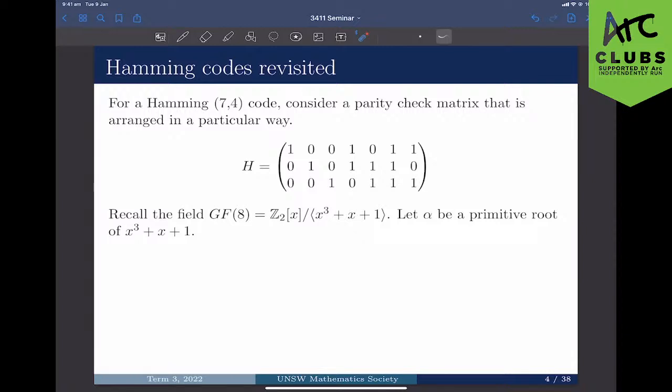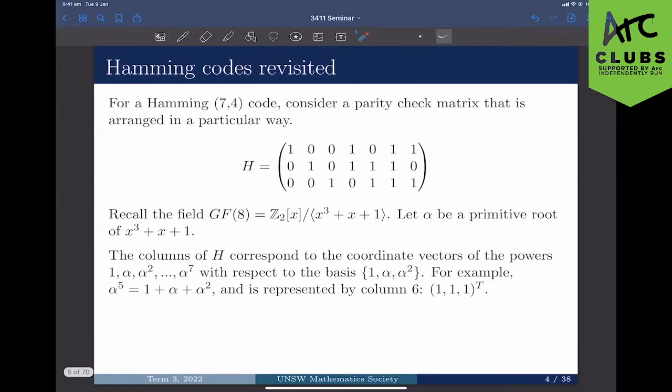So for a Hamming 7-4 code, consider a parity check matrix that looks like this. And recall that the Galois field, order 8, can look like this. And let alpha be a primitive root of x cubed plus x plus 1. What we can notice is that the columns of this check matrix correspond to coordinate vectors of the powers of 1, alpha, all the way up to alpha to the power 7.